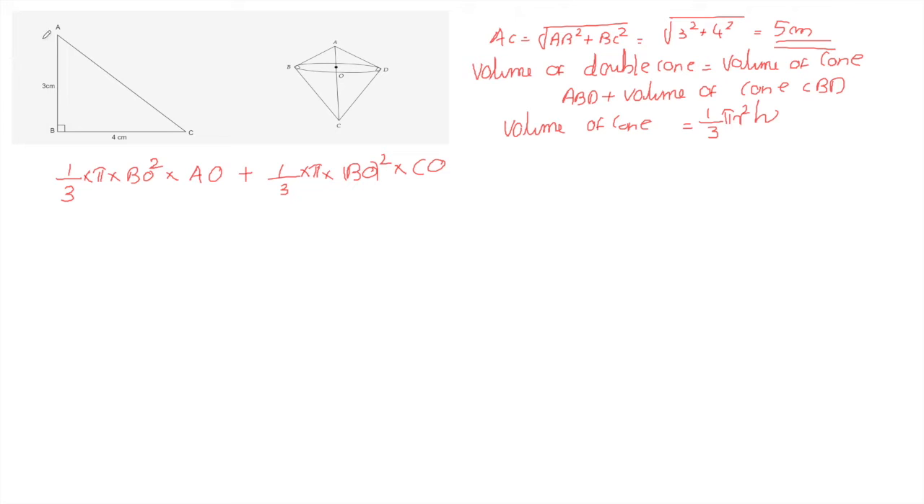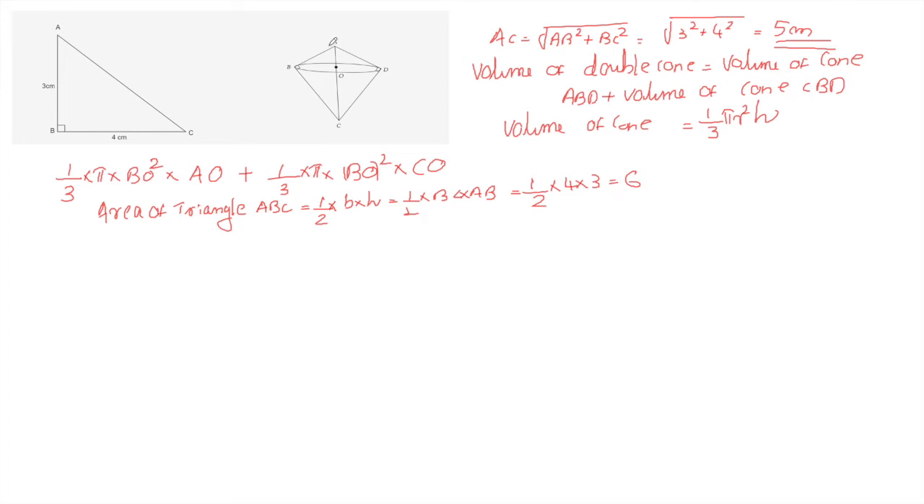For that purpose, consider the triangle ABC. We can find the area of this triangle using the formula half into base into height. Area of triangle ABC is equal to half into base into height. That means half into BC into AB is equal to half into 4 into 3, that is 6. So this is the area of the triangle.